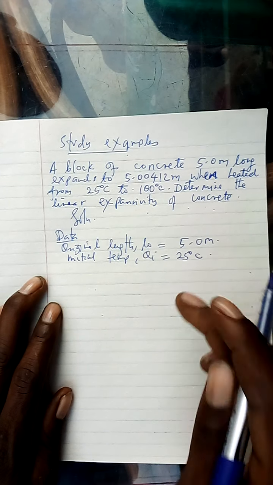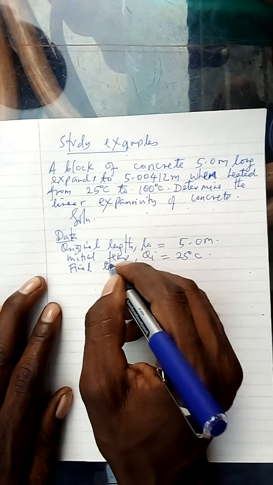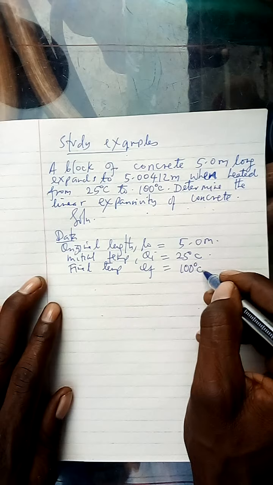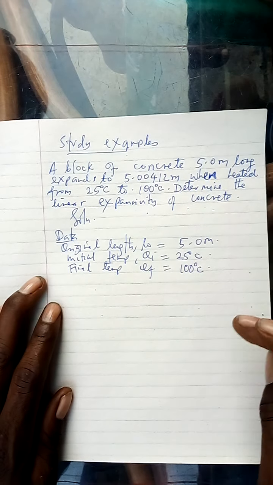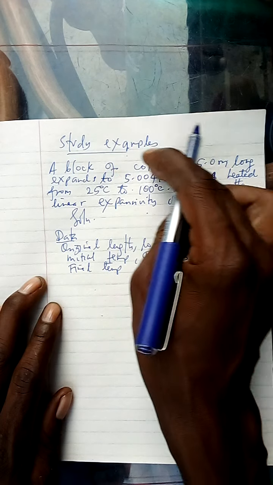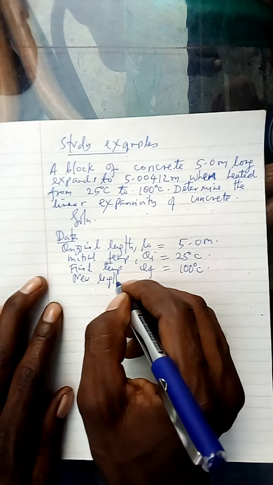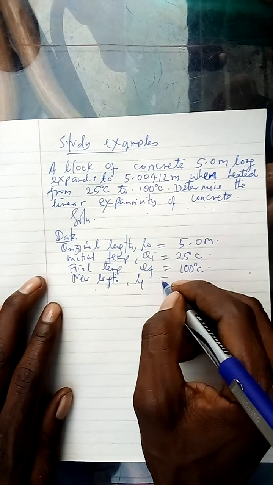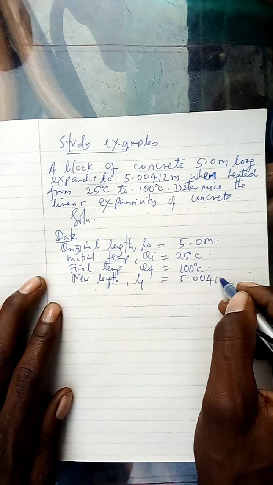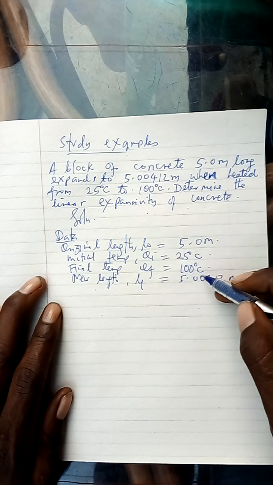Then it was heated to the final temperature, that is, it was heated to 100 degrees Celsius. Then its new length after heating, that is length 1, becomes 5.00412 meter. This was the new length after being heated to 100 degrees Celsius.